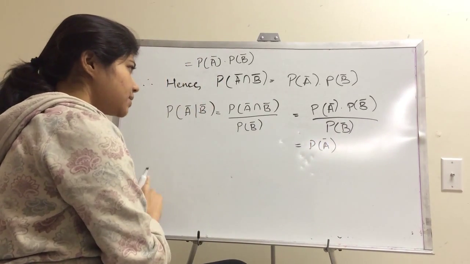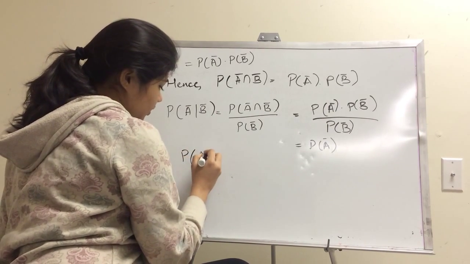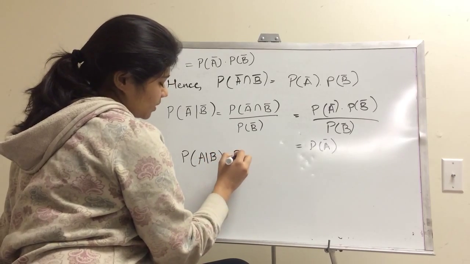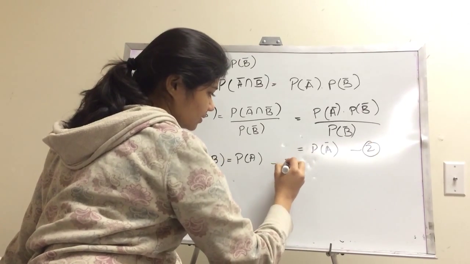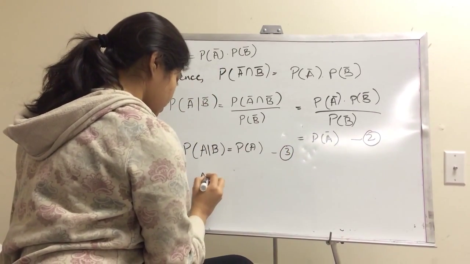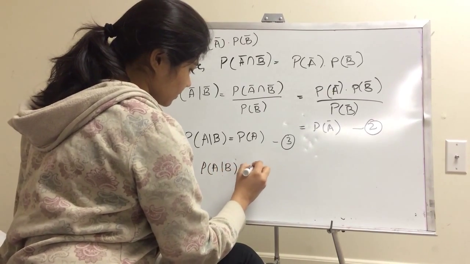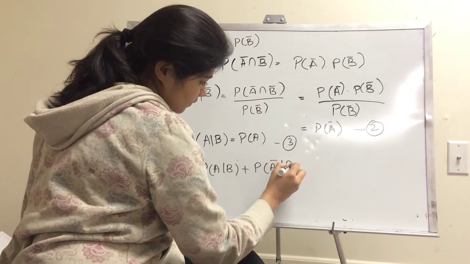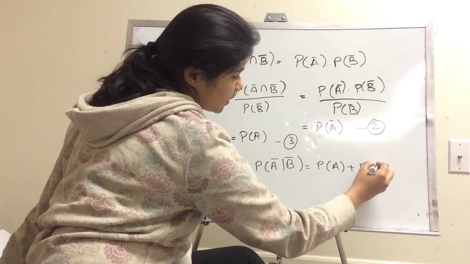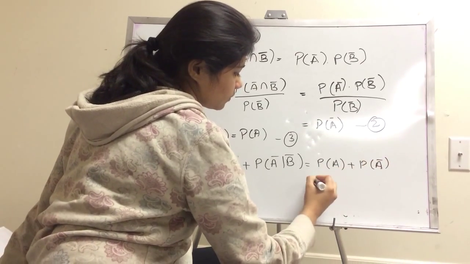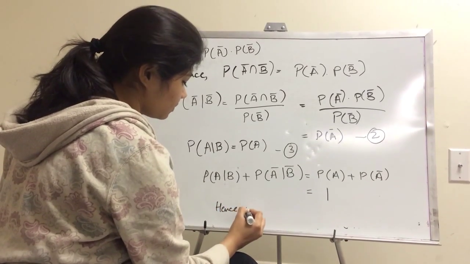Now, from the first part we came to the conclusion that probability of A given B is equal to probability of A. Now on adding the second and third, we get probability of A given B plus probability of A bar given B bar is equal to probability of A plus probability of A bar, which is always equal to 1. Hence, proved.